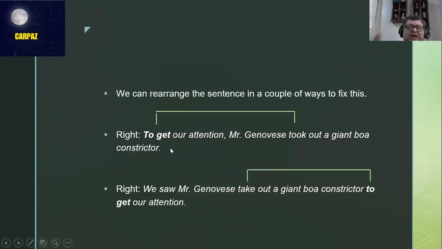So we have to rearrange the sentence, and we can do it in different ways. Here we have two examples. "To get our attention, Mr. Genovese took out a giant boa constrictor." See? It's not adjacent, it's not next to, but it's close. And it sounds better. "We saw Mr. Genovese take out a giant boa constrictor to get our attention." Exactly the same thing. And it sounds a whole lot better.